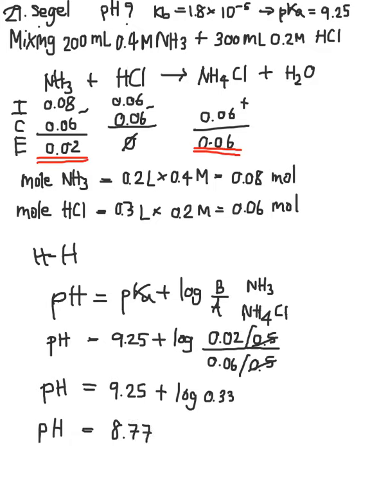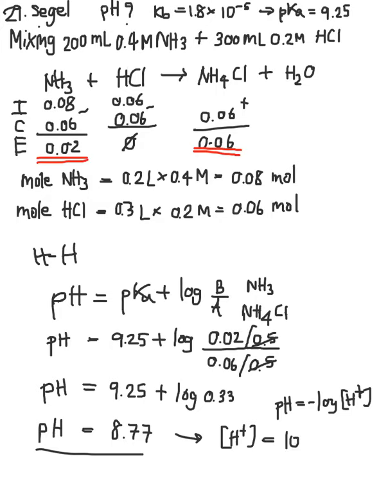And then the final answer for the pH you will get is 8.77. And from this pH, you can calculate the concentration of protons by taking the anti-log, because pH equals minus log of proton concentration. So you can take the anti-log, and it will be equal to 10 to the negative 8.77. So this is the answer for this question.